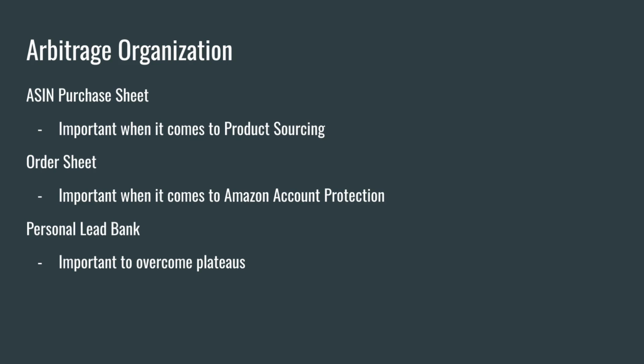So the ASIN purchase sheet is the sheet that you're going to put all of your purchases on. You're going to put in what you bought, where you bought it, what the brand was, the Amazon link, the listing on the website that you bought it from, all of these things to quickly refer back to that purchase that you made when it comes to restocks. So this is super important when it comes to product sourcing, and it becomes like your gold mine for replens.